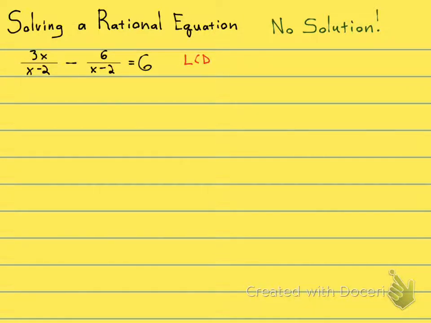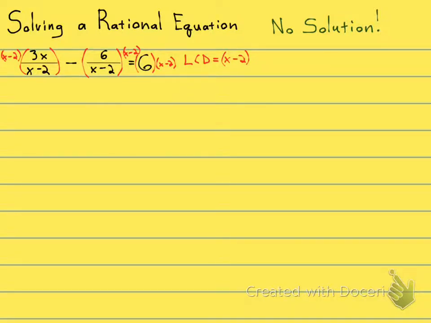First, find your LCD so you can multiply everything through and get rid of your fractions. I have x minus 2, I have x minus 2, and then my denominator here is just 1. So my LCD is x minus 2. Let's multiply everything through by x minus 2. This term times x minus 2. This term times x minus 2. And this term times x minus 2.